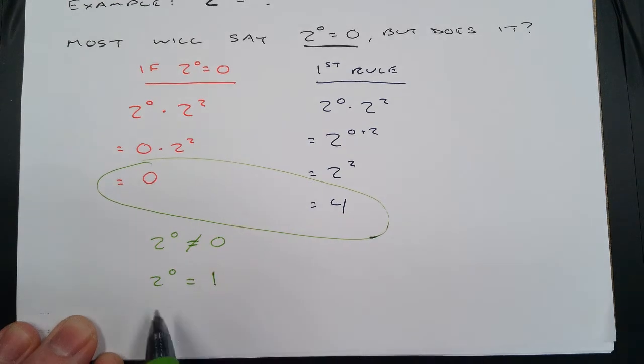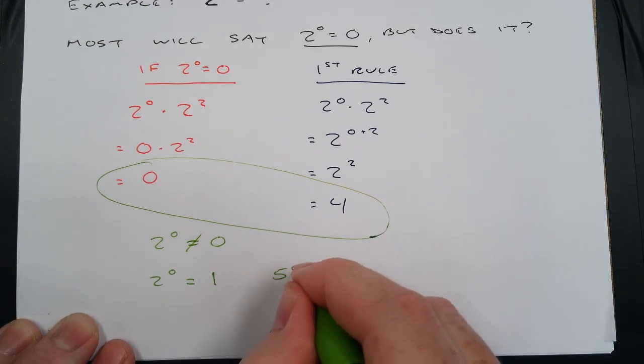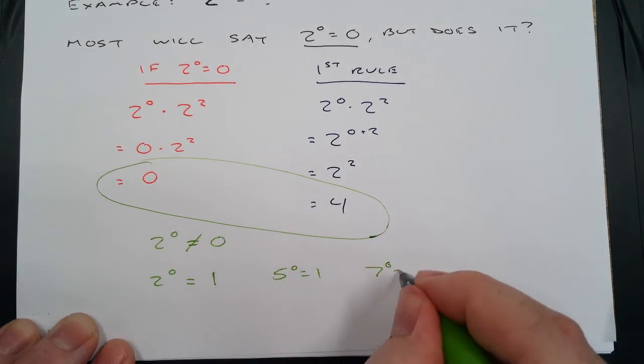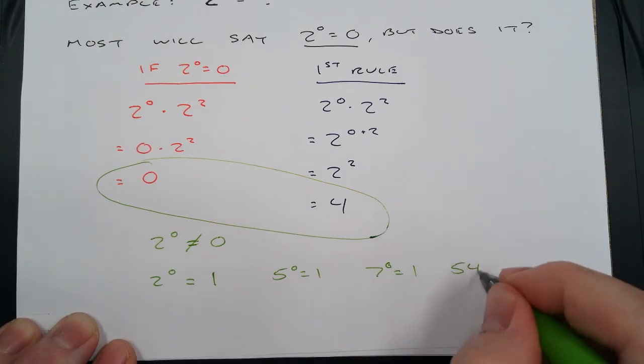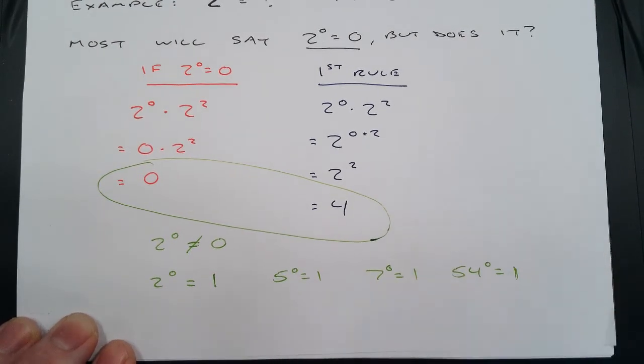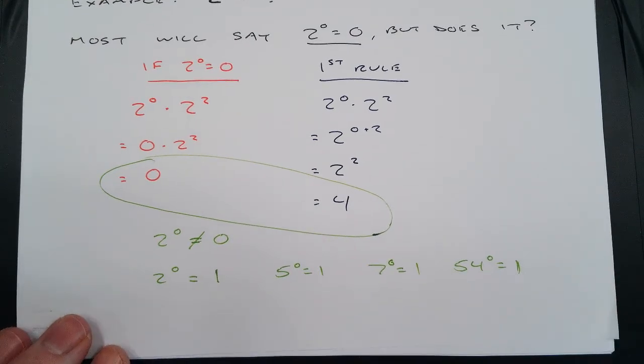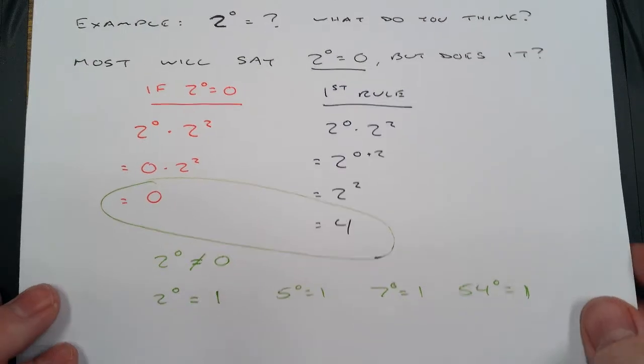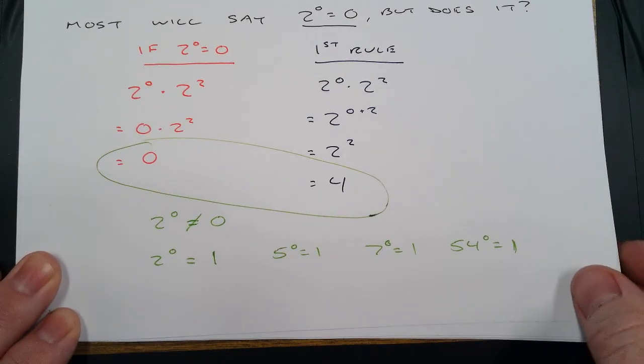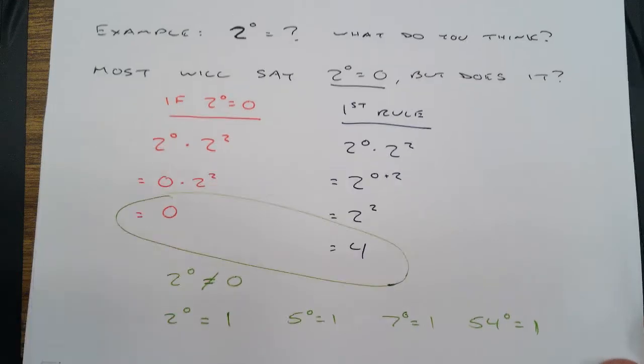In fact, not only does 2 to the 0 equal 1, but 5 to the 0 equals 1, 7 to the 0 equals 1, 54 to the 0 equals 1. In fact, our rule is that anything to the 0 power is 1. Let me show you why real fast. If you needed to copy down your notes, pause the video, catch up on the notes. But I need to move to a new page. So let's look at why.